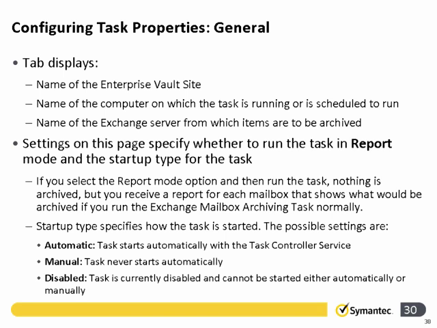The settings on this page can specify whether to run the task in report mode or to specify the startup type. And the supported startup types include automatic, which means it starts automatically when the task controller service starts, manually, which means I can go in and right-click on it and select Start to start it up, or I can actually disable it so that I don't want it to start at this particular point in time, and I can go and change it to either automatic or manual and start it at a later time. If you do run it in report mode, this would typically be either during troubleshooting or initial setup to try to determine what's going to be archived before you actually start archiving items, and it will generate a report that will tell you the items that are going to be archived.